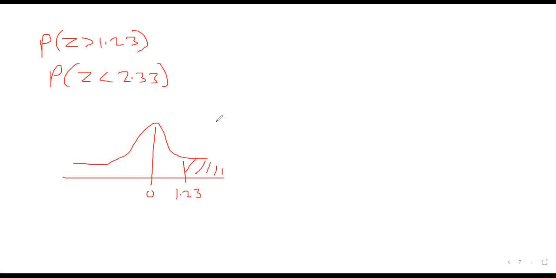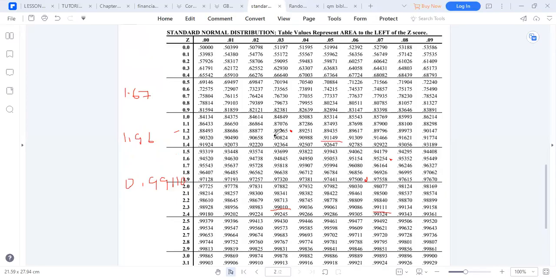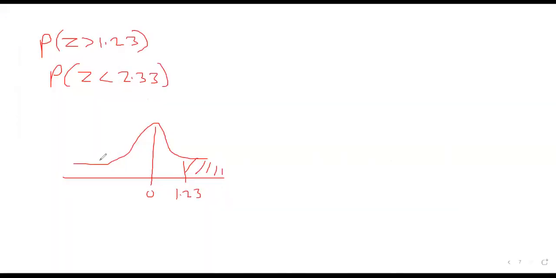So let's read 1.23 from the table. 1.2 under 3. What is the reading? 0.89065. So from here to here, 0.89065.